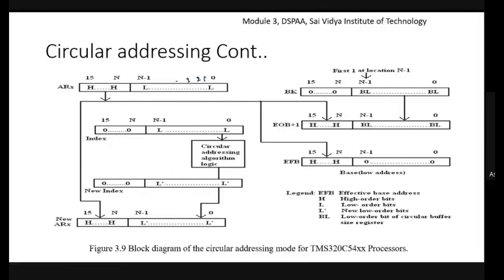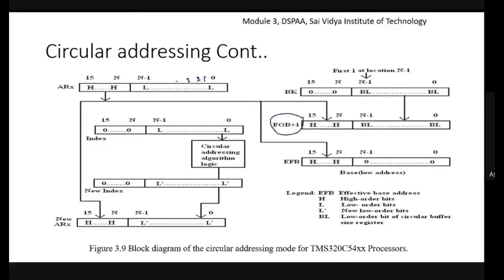So how is the index calculated? Just observe here. Index is equal to all zeros. We replace all the H with zeros, and the L, the least significant value, remains the same. LL value will be there. And observe here, the circular buffer size register is represented as 0, 1, 2, 3 up to n minus 1 and n to 15. This is the lower part and this is the higher part. That is the least significant bit and this is the most significant bit. How to calculate the end of the buffer?